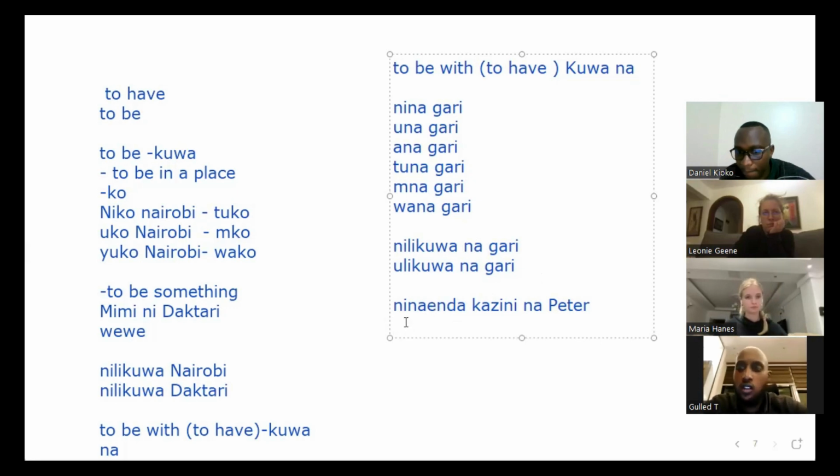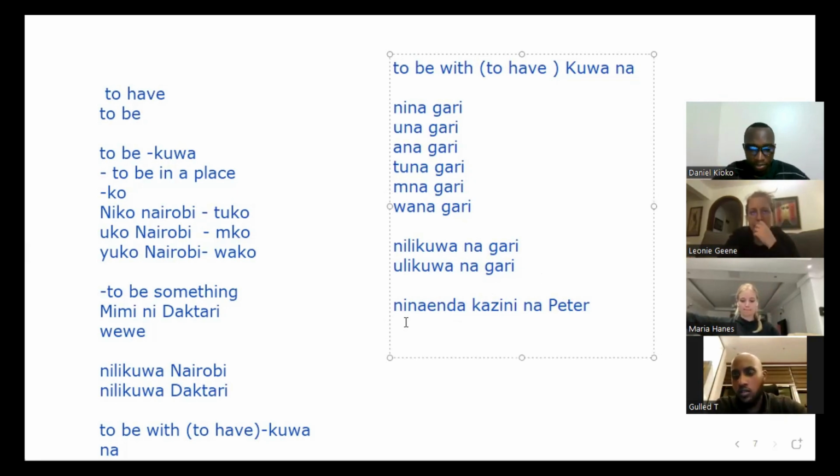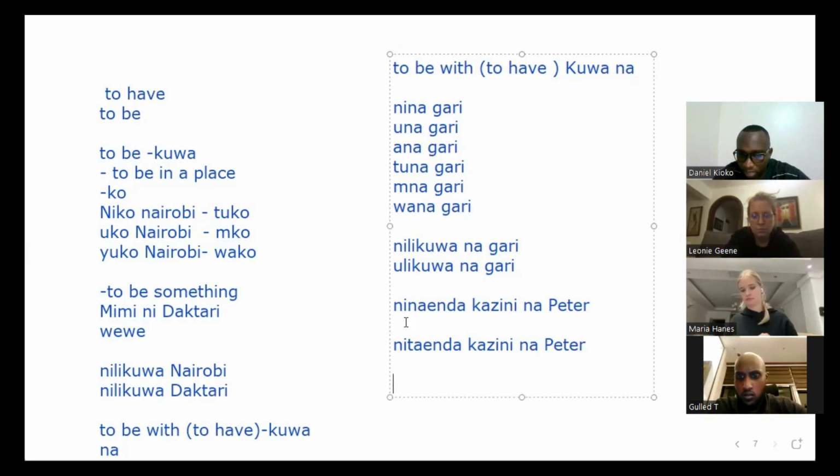I understand. And "kuwa" is the verb. When it becomes "kuwa", it's in the other tenses, past, future, and then it will be "nitaenda". For example, I will go kazini. This one will be, I will go to work with Peter. And then, yeah, what you're asking.